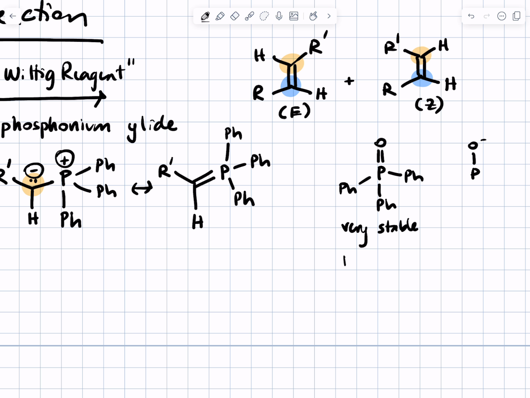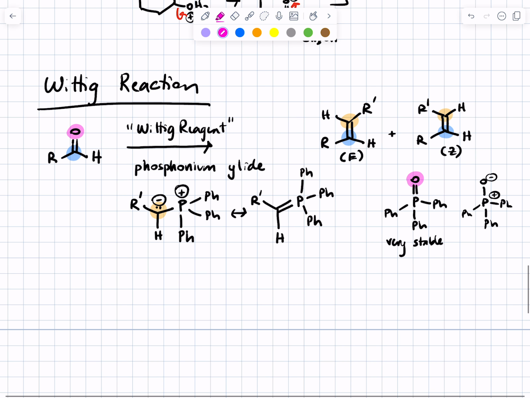Sorry, I said that wrong. I'm not going to write down the name. You don't need to know it. Triphenylphosphine oxide is very stable, and its formation is a major driving force for the reaction. You can draw it either as I've done on the left or here on the right, but that's where the carbonyl oxygen ends up. Okay, so that's the what.